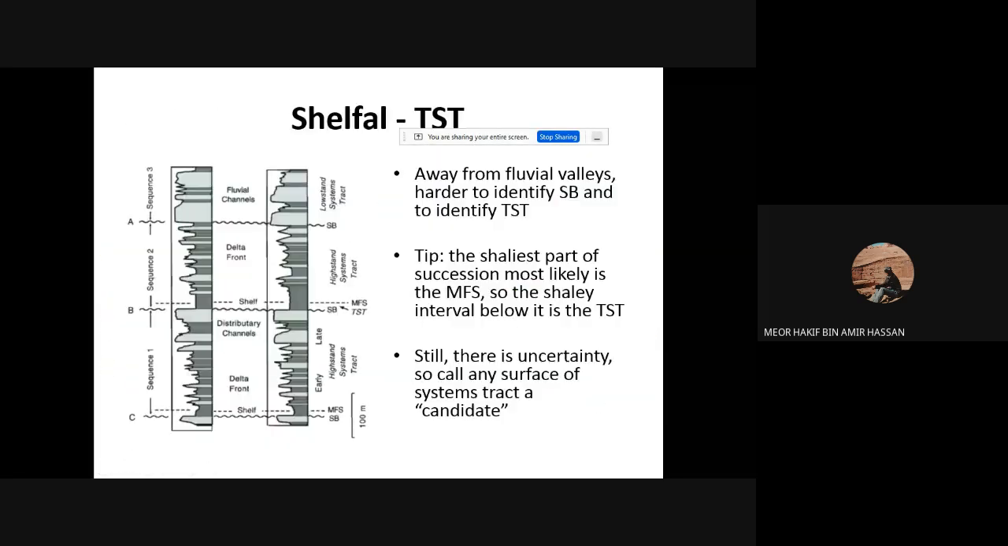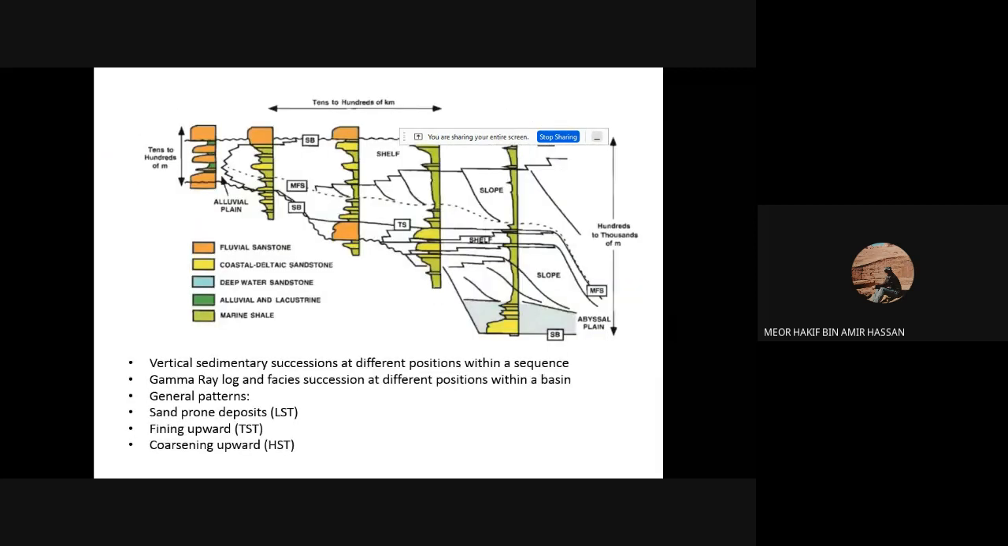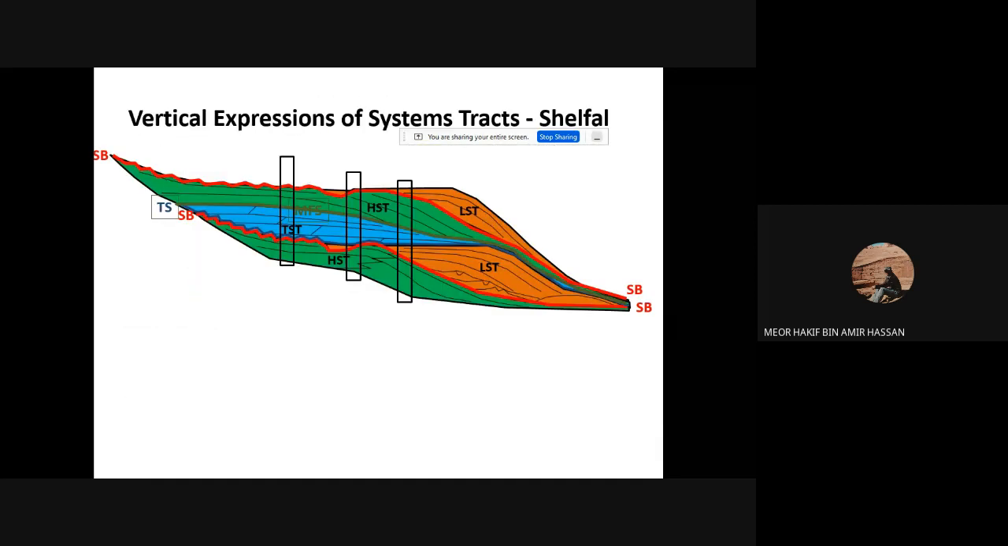So we've looked at the stratigraphic pattern of these systems tracts on the shelf, right? We've looked at the shelf mostly. That was what the previous lecture was on, just the stratigraphic expression of systems tracts on the shelf, where you have things like coastal plain, deltas, shorefaces, and so on, right?